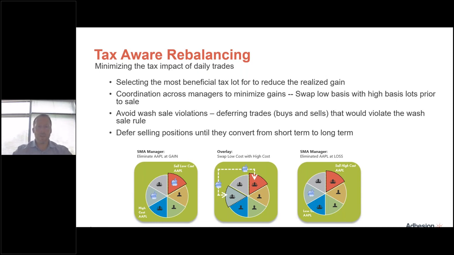The last tool is deferring positions until they convert from short-term gains to long-term gains. Again, the overlay manager, they see the cost basis. They're using this tax management lens. So when they see that a position is within a certain time period of becoming a long-term gain, they can make the call to hold off on placing that sell for the client's benefit on their taxes in the following year. Typically at Adhesion, we wait a week, but it could be up longer depending upon the impact of that.